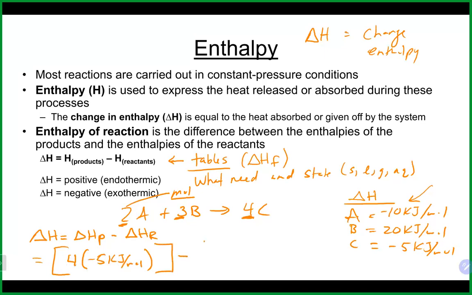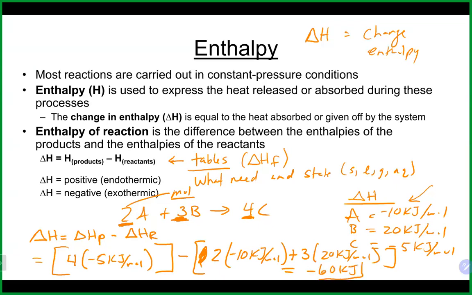Now I'm going to subtract that from my reactants. And I actually have 2 reactants here, so we have to take into account both of them. So this is going to be 2 times the value of A, which is minus 10 kilojoules per mole, and we're going to add it to our other reactant, which is 3 times 20 kilojoules per mole. And if we do all this, I think we end up with minus 60 kilojoules, if I punched it in correctly, which would be our delta H value for this particular reaction based on those numbers.